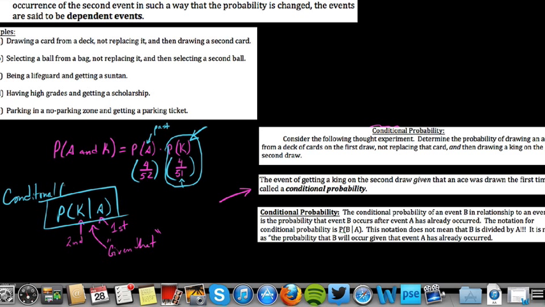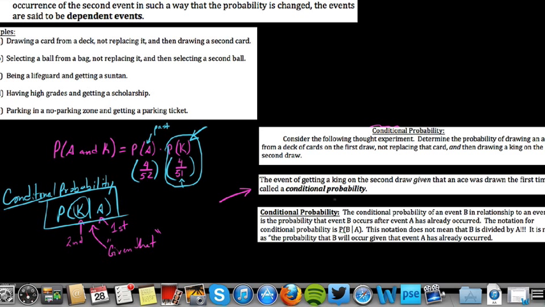But conditional probability, because we're saying how likely is it that this first thing happens here, given that the other thing had already happened. Okay, and so we say it's based upon the prior condition that the first thing already happened. We'll call it conditional. All right, so here's the deal. The conditional probability of an event B, so the second event, in relationship to an event A, is the probability that the event B occurs down the road, given that A already happened.